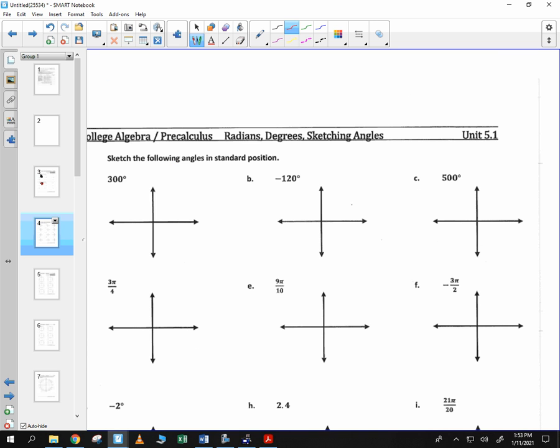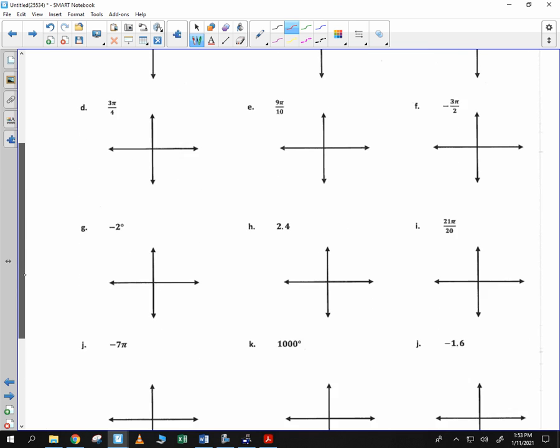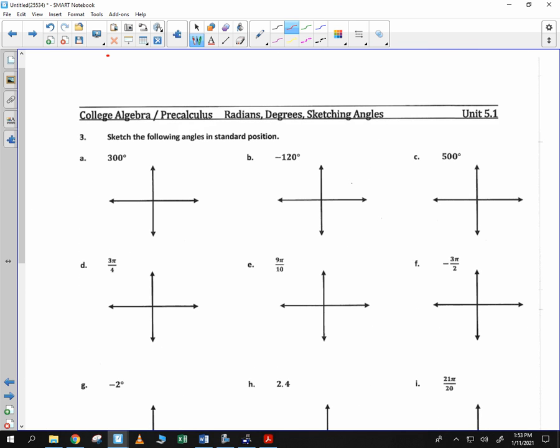And now for your 3rd skill, you will be able to sketch angles in standard position. What it means to sketch an angle in standard position is this. You always start here. 300 degrees, let's see, that'll be 90. That'll be 180. That'll be 270. And then 360. So 300 would place you about right there. And what we do is we draw the arc like that to show that that's how we rotated. That's the angle measure that we're talking about.